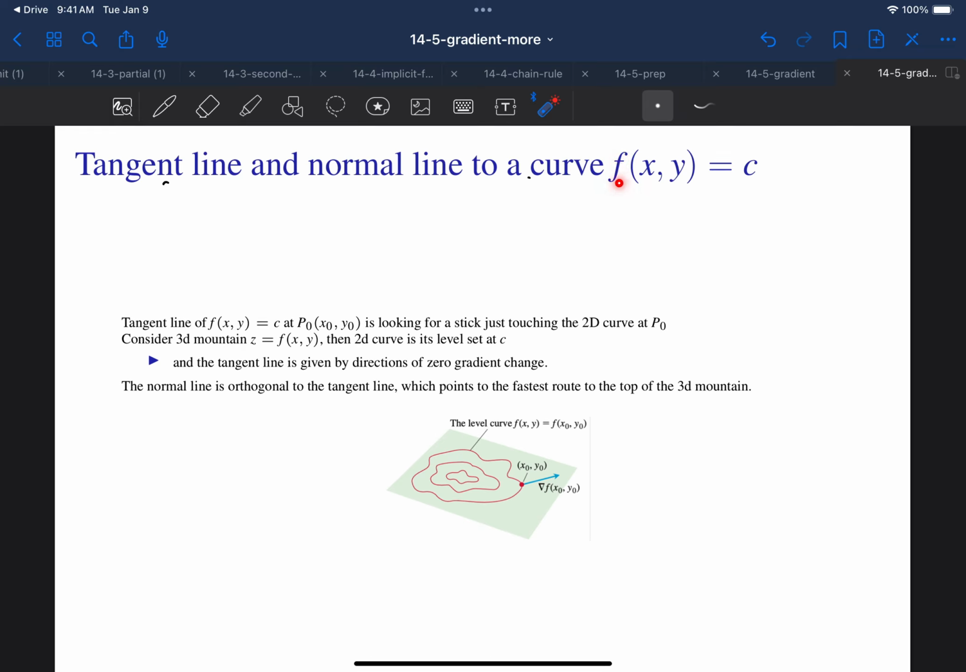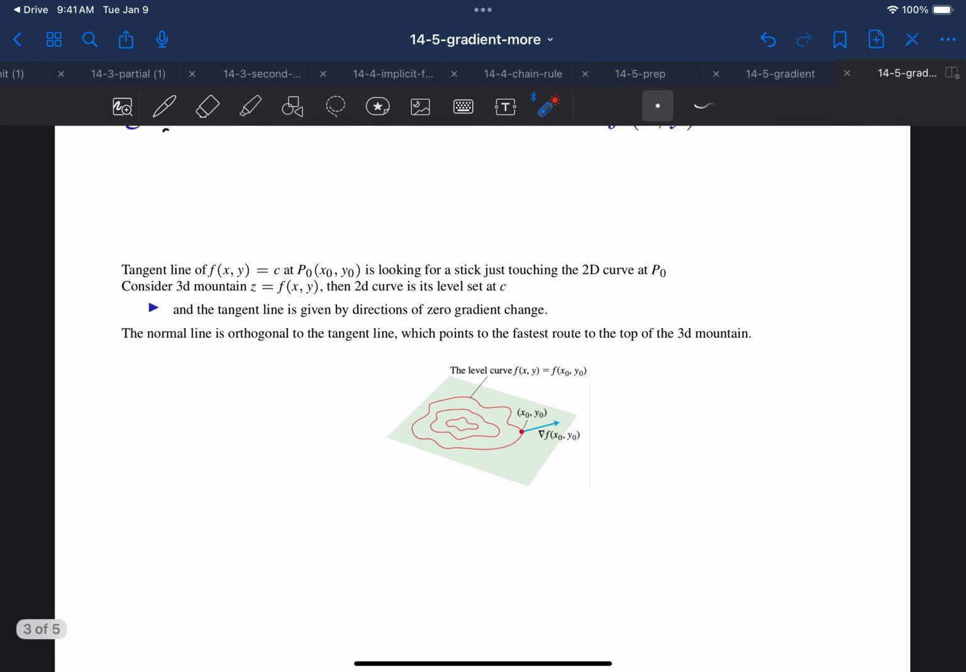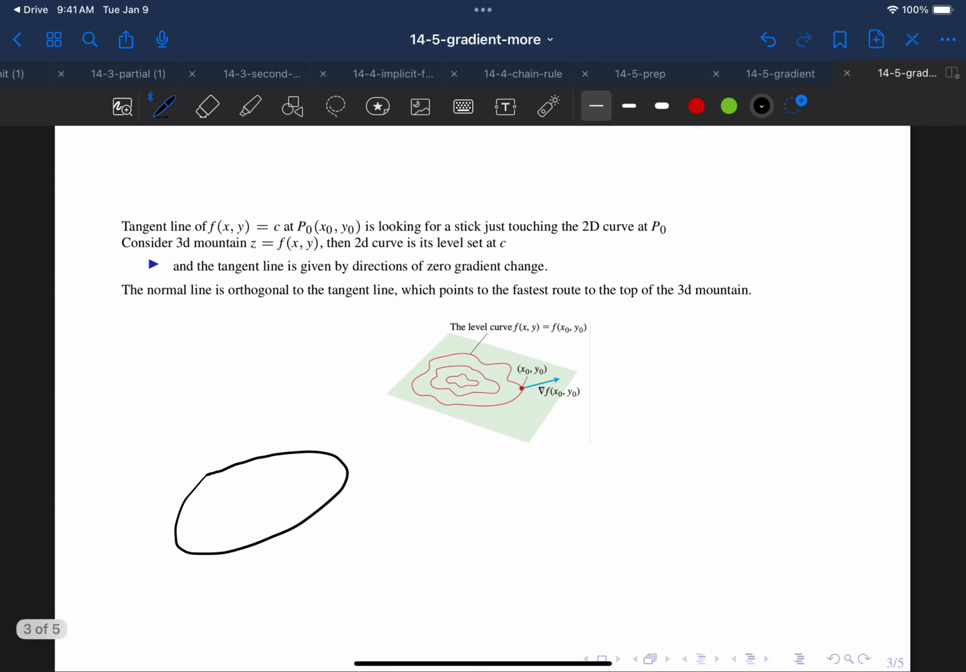This is just 2D. There are two variables, x and y. If you think of y as a function of x, then this is an implicit function, which lives in a 2D plane. It's not a 3D surface. So if you draw the graph, it lives in some shape in 2D, and you can think of this as f of x, y equals c.